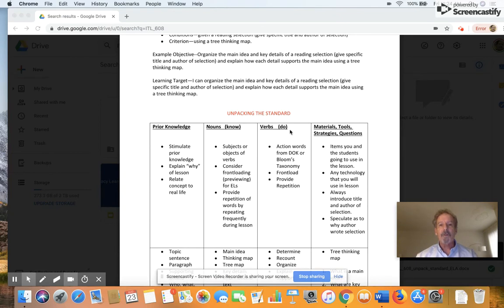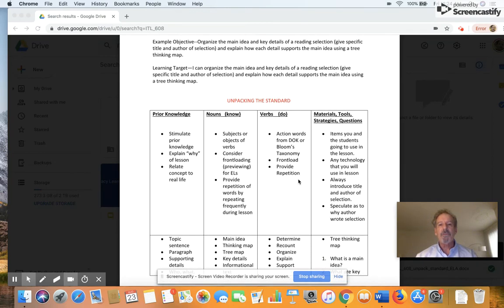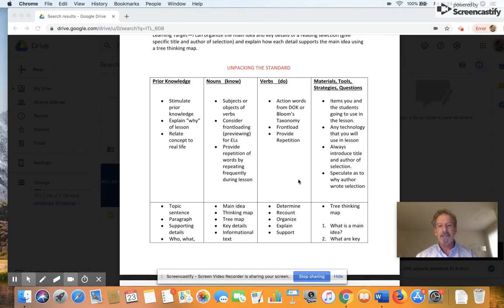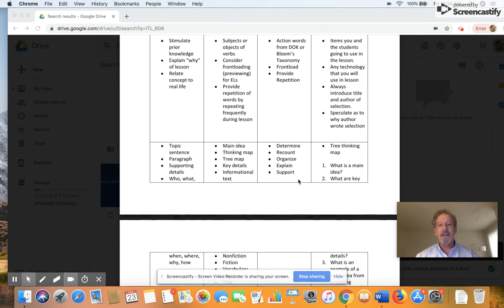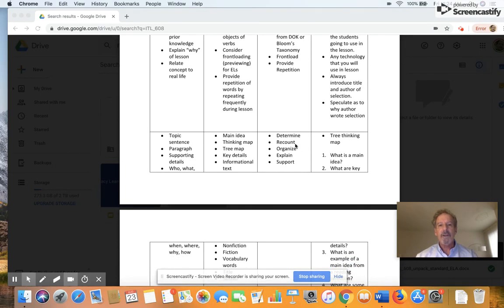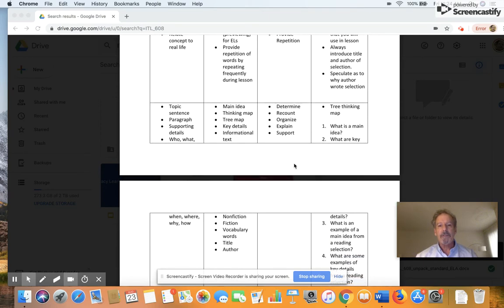Next comes the verbs, the do part. They're usually action words from the depth of knowledge chart or Bloom's taxonomy. You want to front load these verbs just as you did the nouns. You want to provide repetition for the verbs as you teach the lesson. The verbs of the standards are determine, recount, organize, explain, and support.